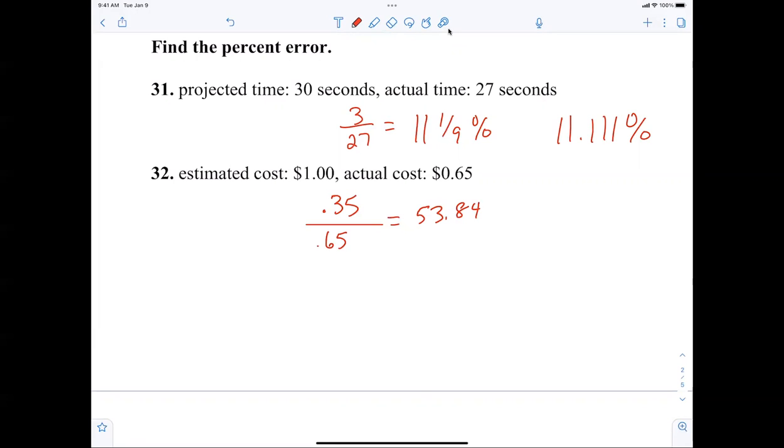No other number after the 4? Okay, so 53.844%. Did you do 53 and 84 over 99? No, that's not the same. It doesn't work that way. Okay. I'll have to show you that next year.